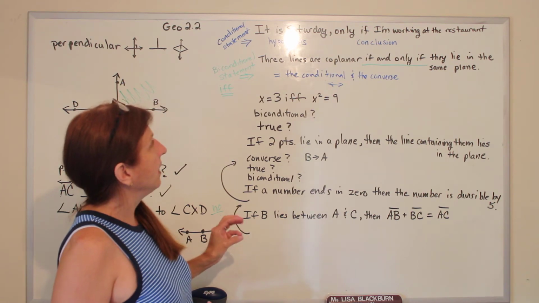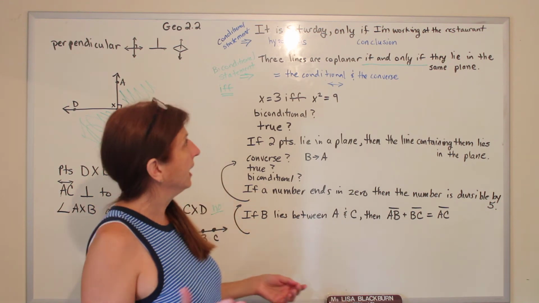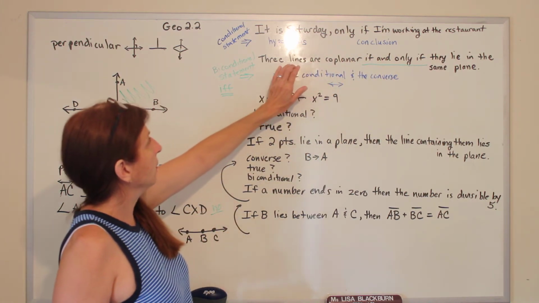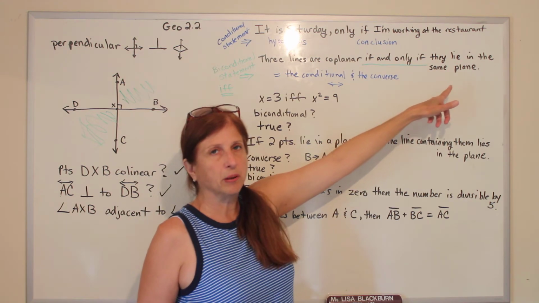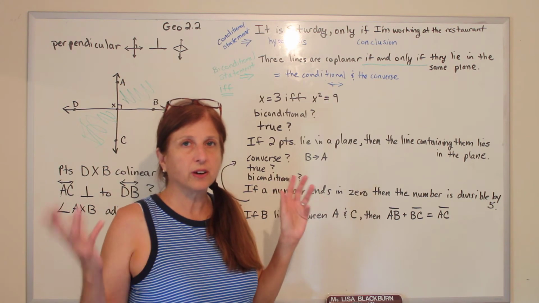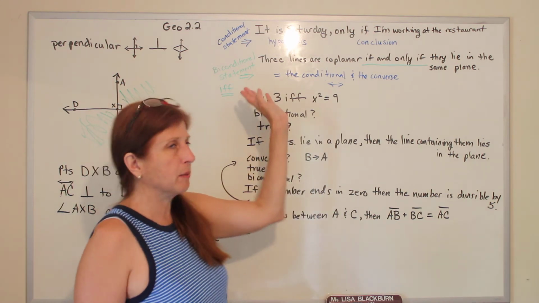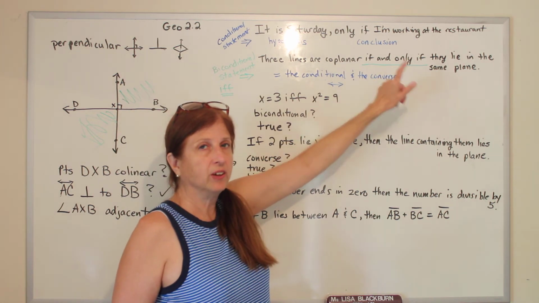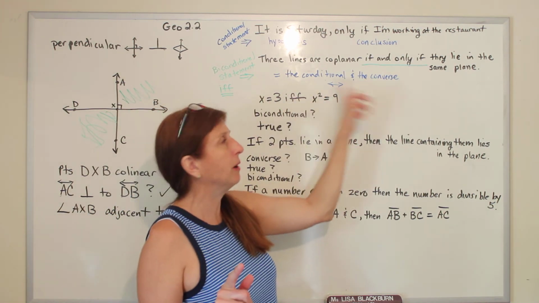Okay, so now there is another kind of statement called a biconditional statement. And it has the phrase "if and only if" in it. So three lines are coplanar if and only if they lie in the same plane. This is where it gets tricky about what's true and not. The book says it is a biconditional statement whether it's true or not if it contains the phrase "if and only if." The book also says that biconditional statements have to be true both ways.